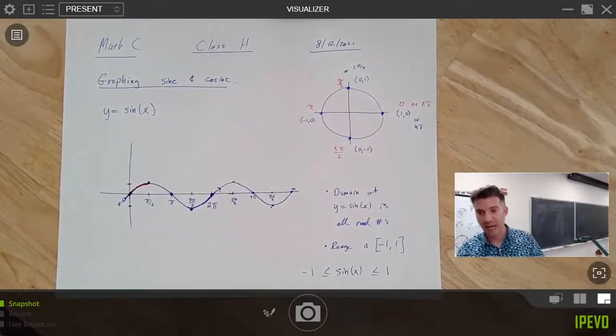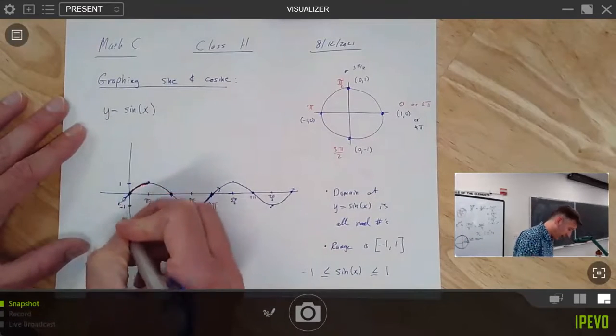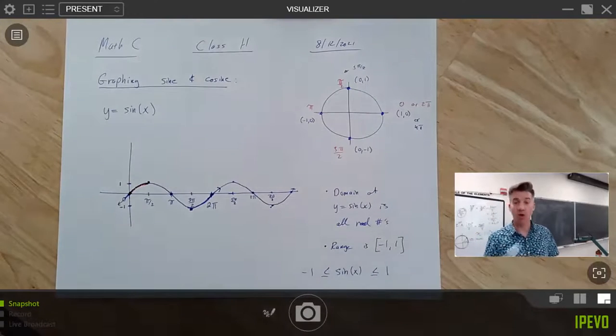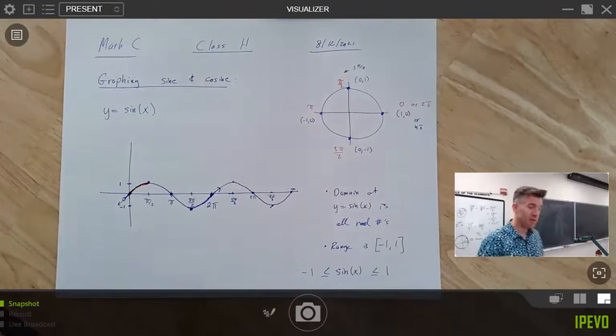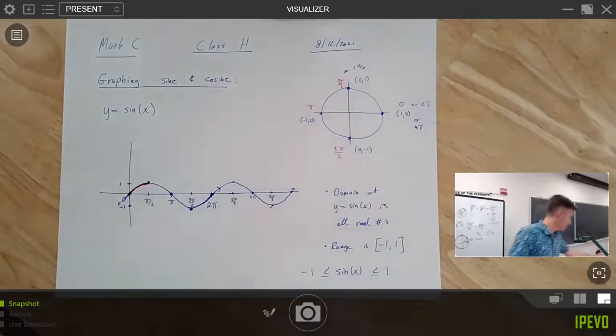The range is exactly how high and how low the graph can go. So this graph goes as high as +1 and as low as -1. And it is definitely a useful and important piece of information that sine, and we'll see also cosine, are always between -1 and 1 to start with anyway. We use that fact a lot in future classes for a variety of reasons.